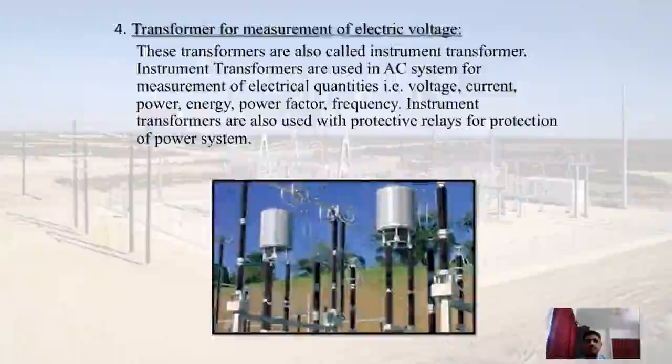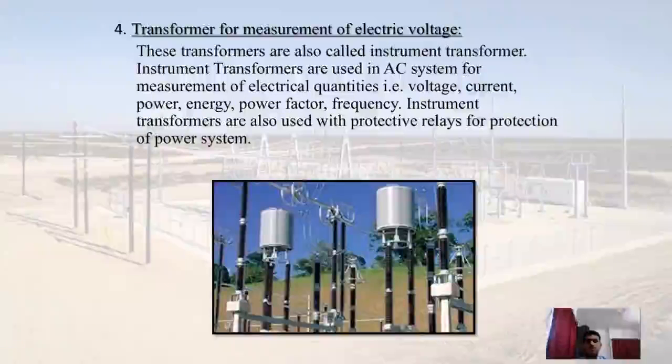In the next slide, we are going to see transformer for measurement of electric voltage. These transformers are also called instrument transformers. Instrument transformers are used in AC systems for measurement of electrical quantities, that is voltage, current, power, energy, power factor, frequency. Instrument transformers are also used with protective relays for protection of power system. Here below I have attached an image of a transformer which is used for measurement of electrical voltage.